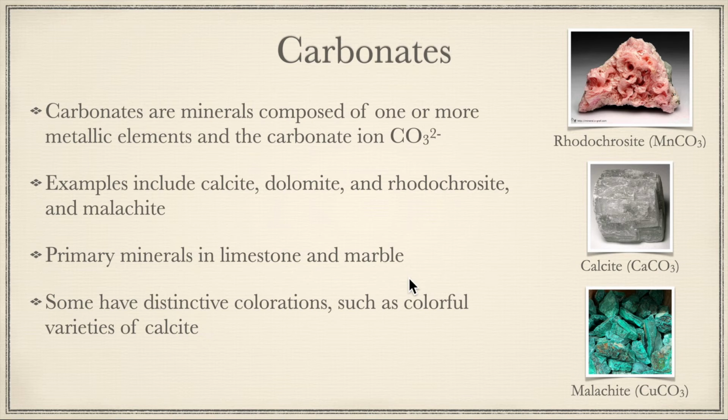Primary minerals in limestone and marble. So we'll talk more about that later, but marble comes from limestone initially. This is a metamorphic rock that comes from limestone, which is a sedimentary rock. But anyway, these are the primary minerals in limestone and marble. Some of these have very distinctive colorations, such as colorful varieties of calcite. The malachite is this sort of blue-green. Rhodochrosite is a nice pink color. So carbonates.